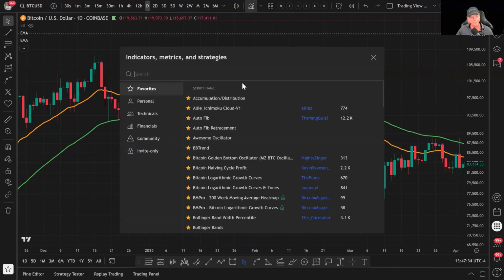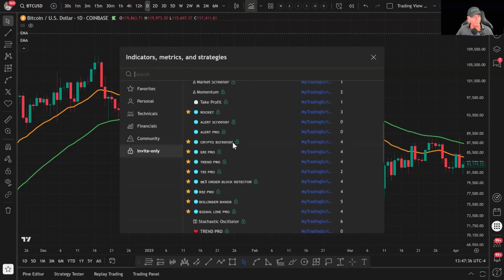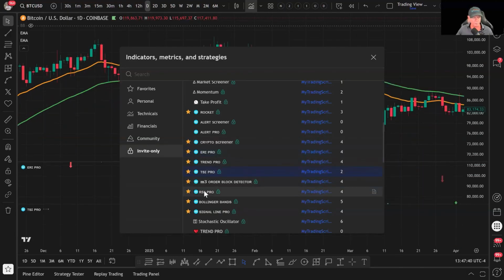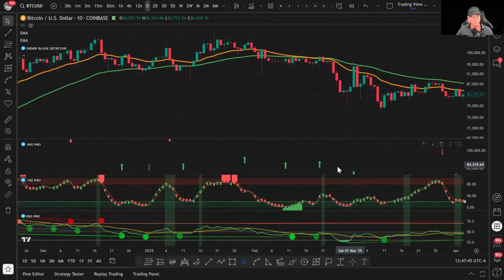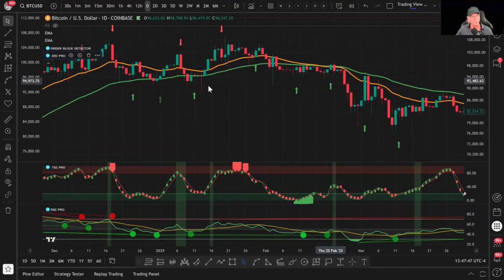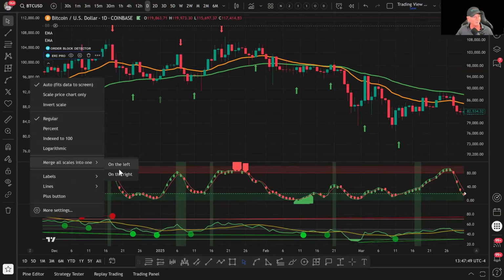It looks like on this chart I don't have them, so let me just go back down to invite only. Get the ERI Pro, the TSI Pro, and the RSI Pro, and then the order block detector. So just for now, that's what we need. And then I'll drag it up onto the chart, over to the right, merge all scales into one.